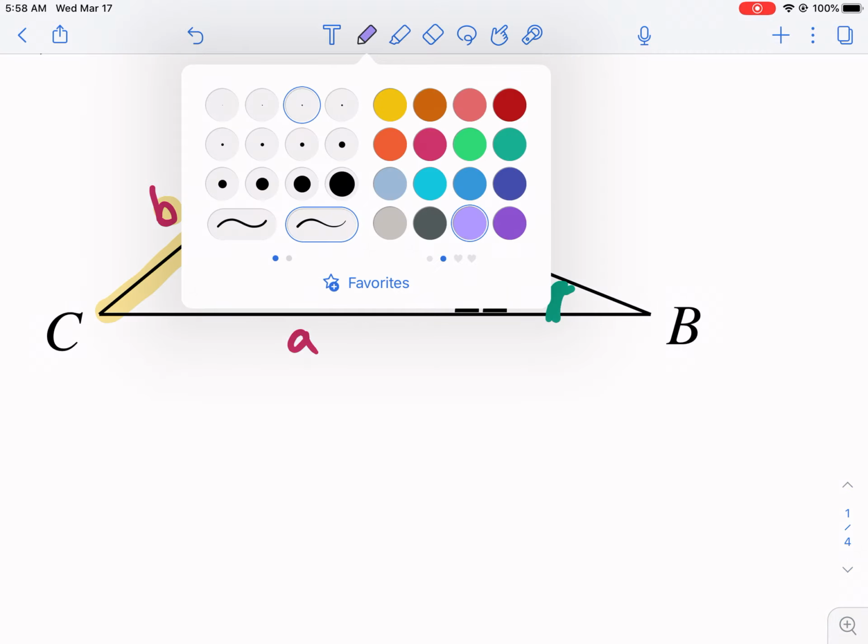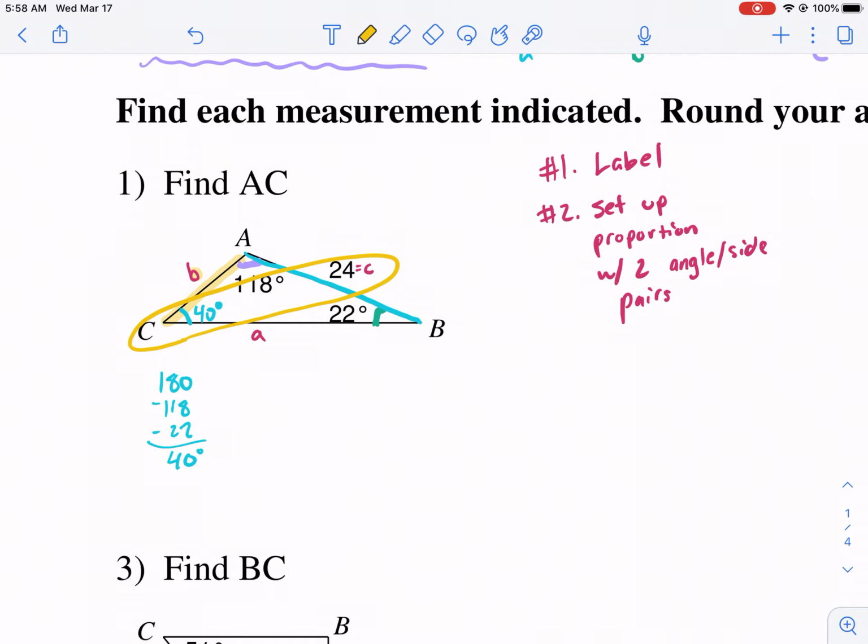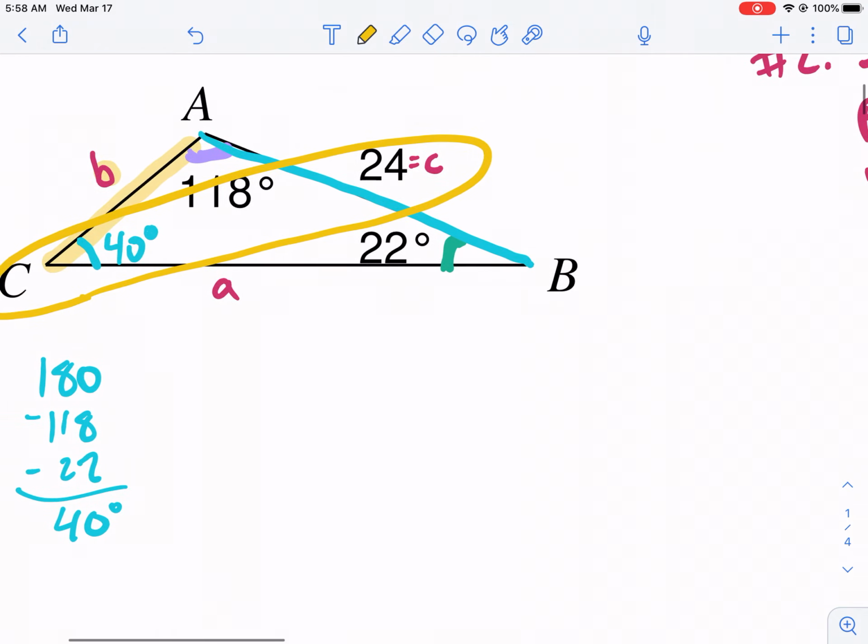We don't know angle C, but we do know its opposite side. Now, can we find angle C? Yes. If you know two angle values, we can subtract from 180 to find out what angle C is. So we're going to type 180 minus 118 minus 22, and that should give us 40. So that's 40. So we know that we have a given angle and its opposite side. That's going to be one of our pairs.